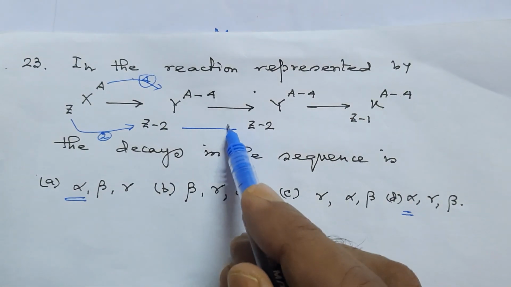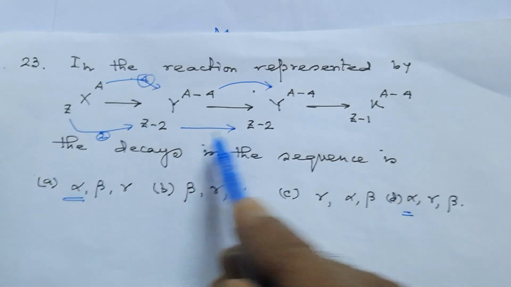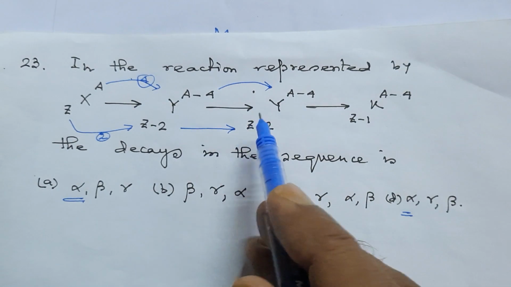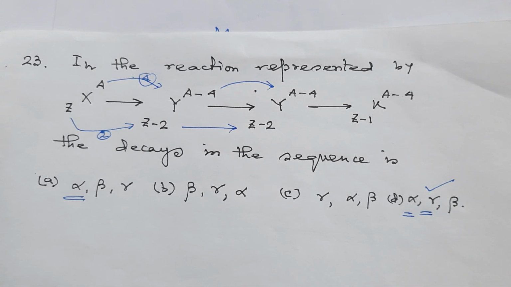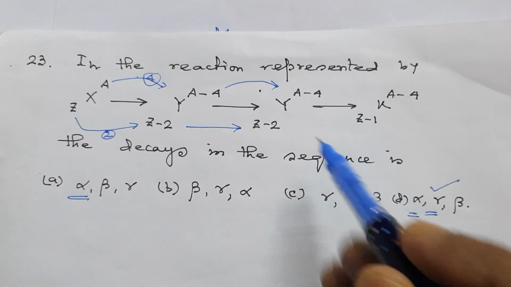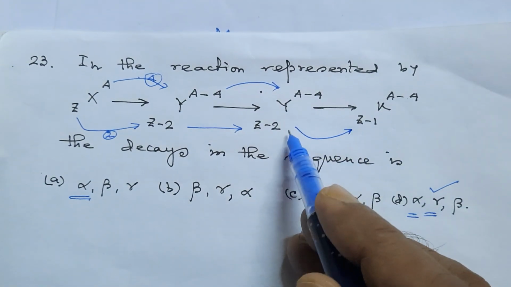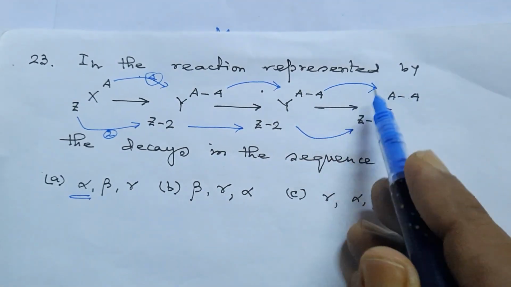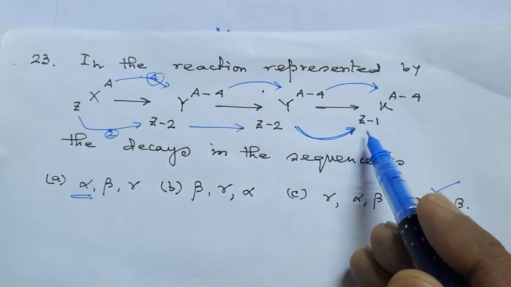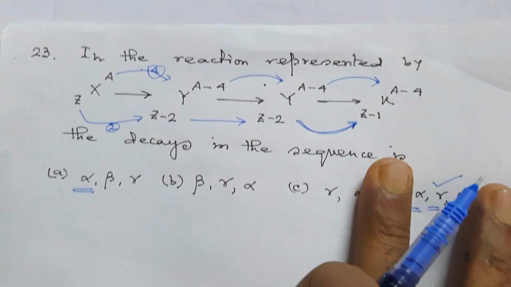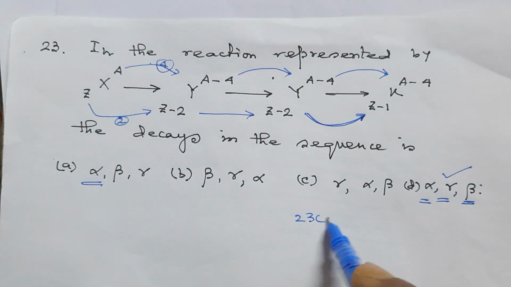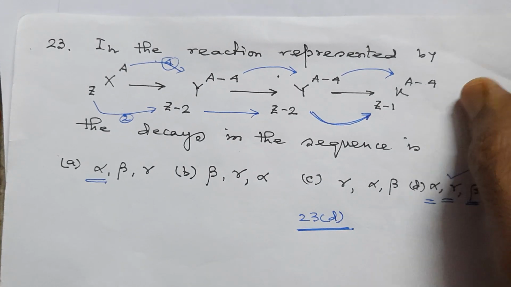In the second case, there is no change in the atomic number or mass number in the second transition. So that should be the gamma radiation. For gamma radiation, electromagnetic radiation is emitted, but there is no change in either atomic number or mass number. In the third case, there is no change in the mass number, but the atomic number is increased by 1 unit, that is, beta ray is emitted. So the third emission is beta emission. So the correct option is D. So the correct option to question number 23 is D.